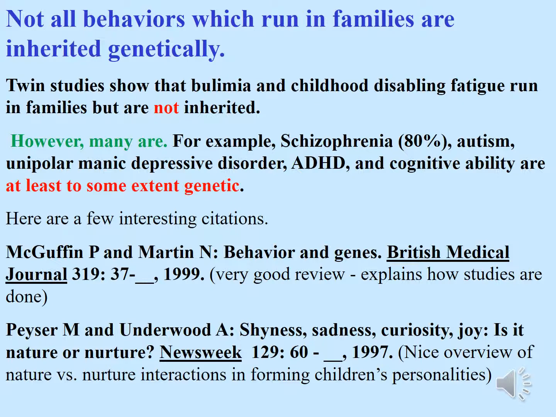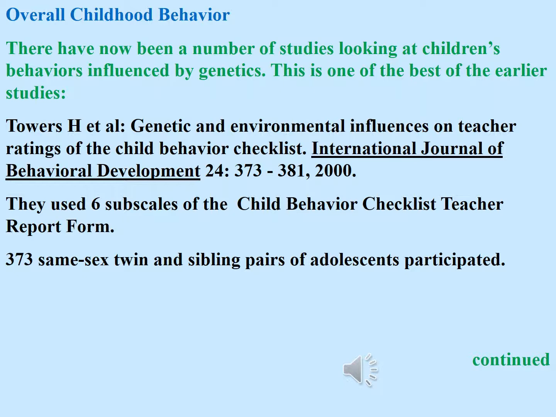For example, twin studies show that bulimia and childhood disabling fatigue run in families but are not genetically inherited. However, many behaviors are. For example, schizophrenia, autism, unipolar manic depressive disorder, ADHD, and cognitive ability are, at least to some extent, genetic. There have now been a number of studies looking at children's behaviors influenced by genetics. This is one of the best of the earlier studies.